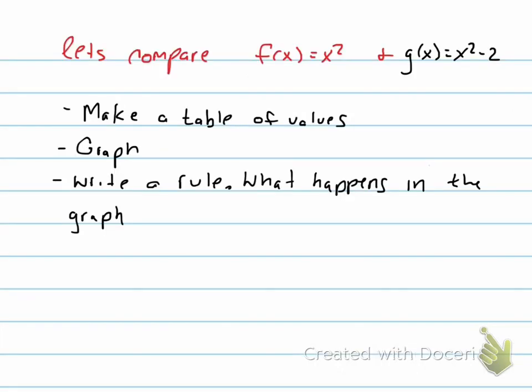Alright, so let's compare f of x equal to x squared and g of x equal to x squared minus 2. So I would like you guys to try and make a table of values on your own. Try and graph it on your own. I showed you how you could graph. And then write a rule. What happens in the graph? And I'll pause here.